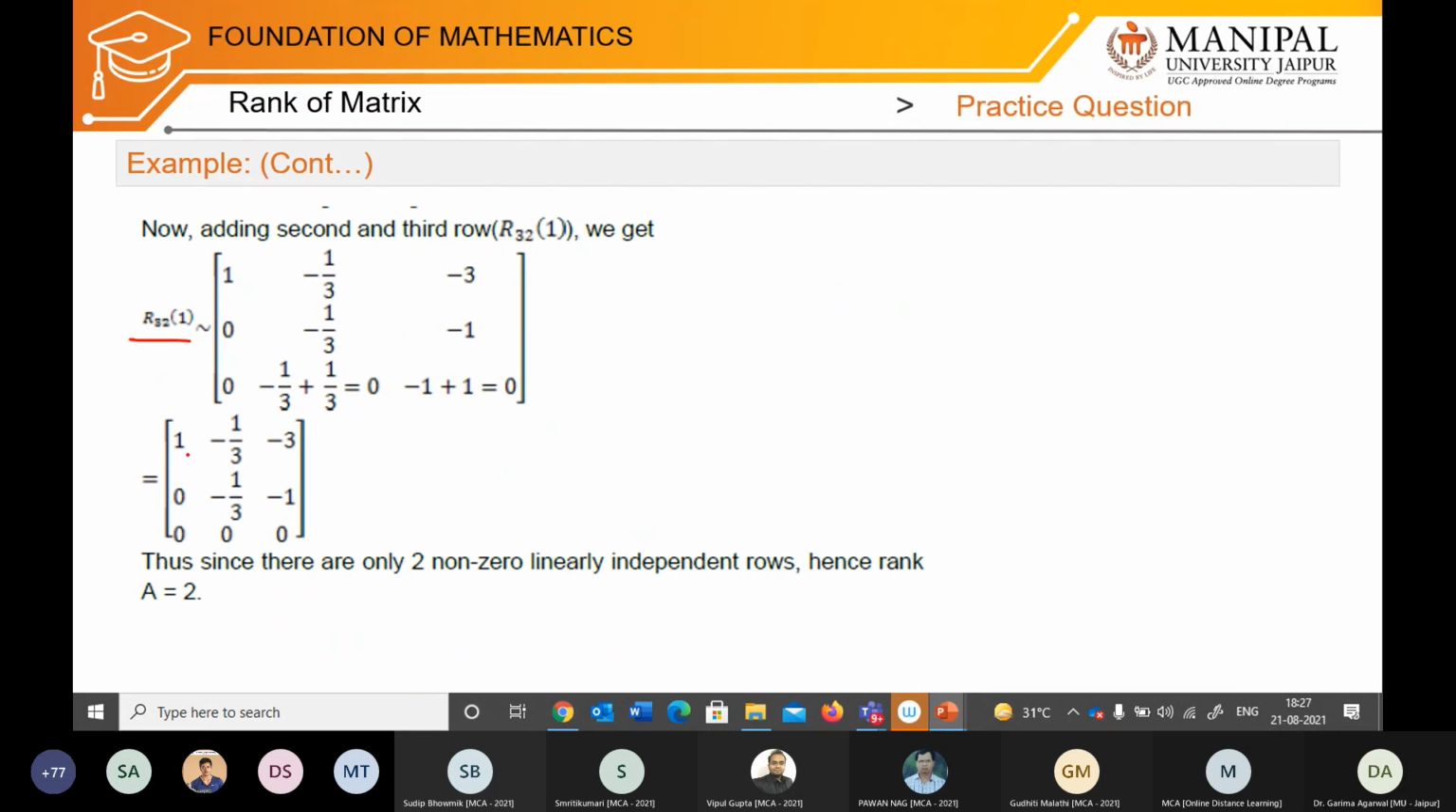Now we can see that the number of non-zero rows: this is a non-zero row, this is a non-zero row, and the third row, all the elements of the third row are 0, so it cannot be considered as a non-zero row. So the number of non-zero rows is 2, right? So the rank of the matrix is 2.